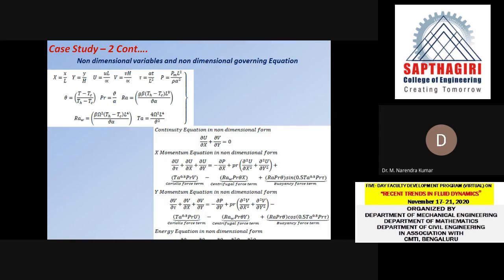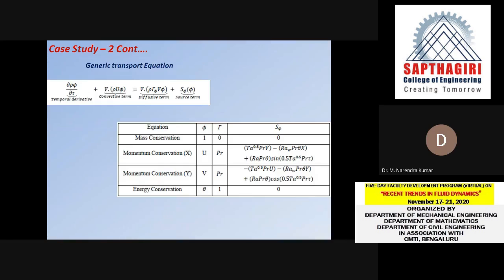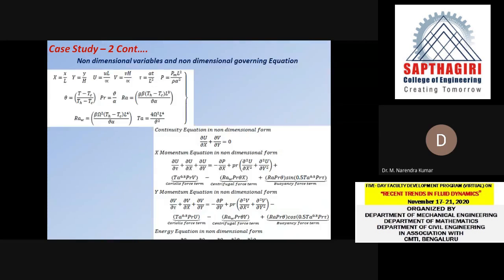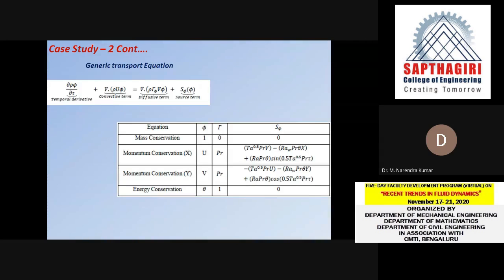Using these variables, we have non-dimensionalized it. So whenever you try to analyze a problem in CFD, we need to get all these equations into a generic form of equation. This is the most generic equation that you come across in CFD. This is the time derivative, this is the convective term, and this is the diffusive term, and this is the source.